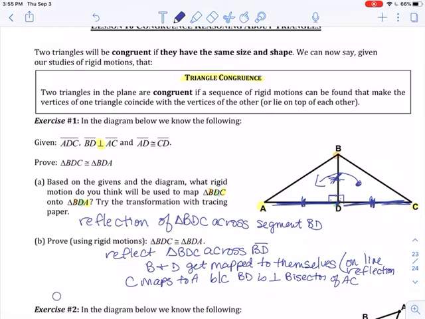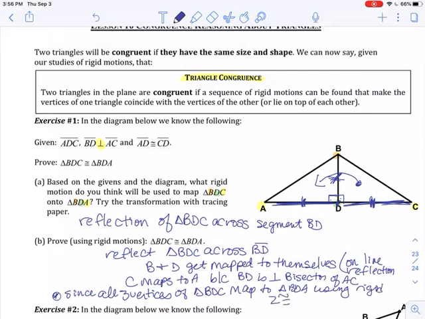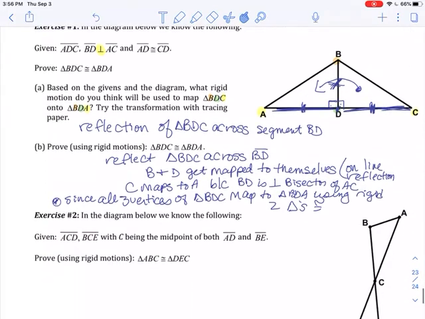Since all three vertices of triangle BDC map to triangle BDA using a rigid motion, and the rigid motion, remember, was a reflection, the two triangles are congruent. I left out triangles. The two triangles are congruent to each other. All right.